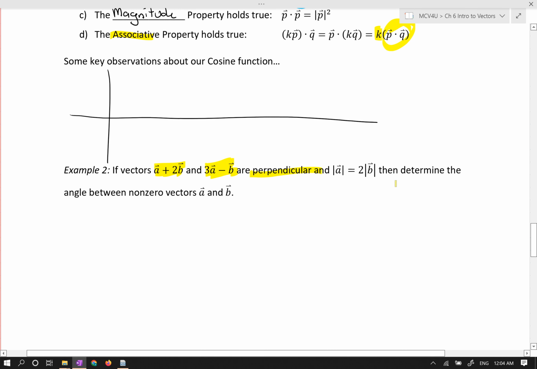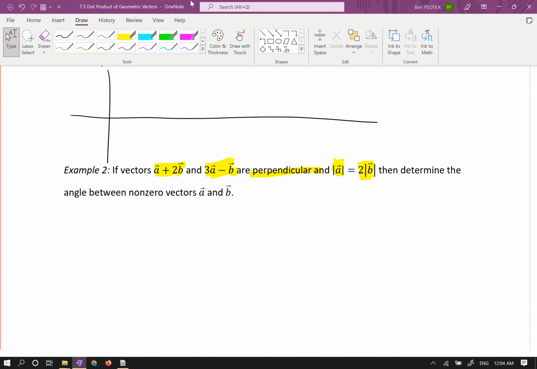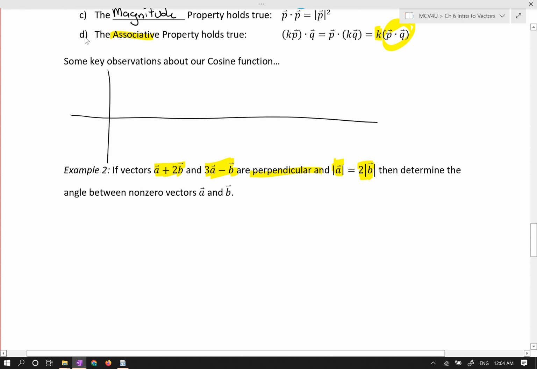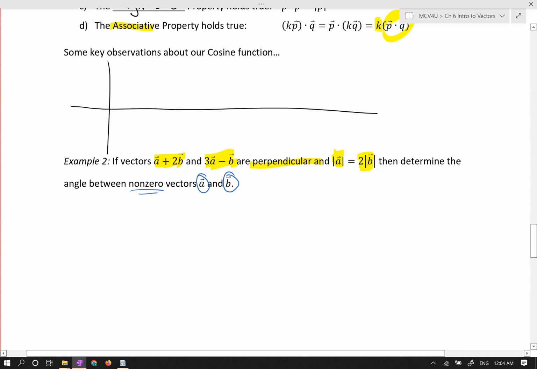Now, we also know something about their magnitudes. We know the magnitude of vector a is twice the magnitude of vector b. And they're asking us to find the angle between vectors a and b, and they're giving us a bit of a hint. They're saying, just so you know, these two vectors a and b are not zero vectors.